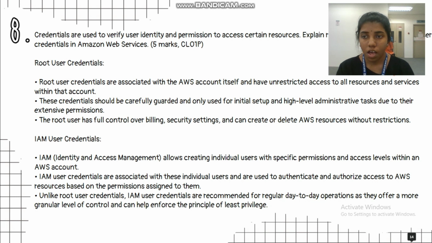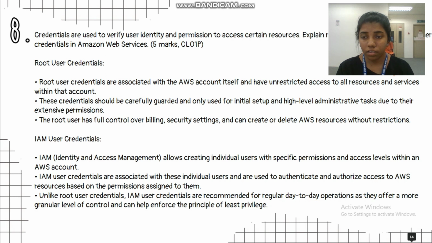that account. These credentials should be carefully guarded and only used for initial setup and high-level administrative tasks due to their extensive permissions. The root user has full control over billing, security settings, and can create or delete AWS resources without restrictions. So the second is about IAM user credentials.